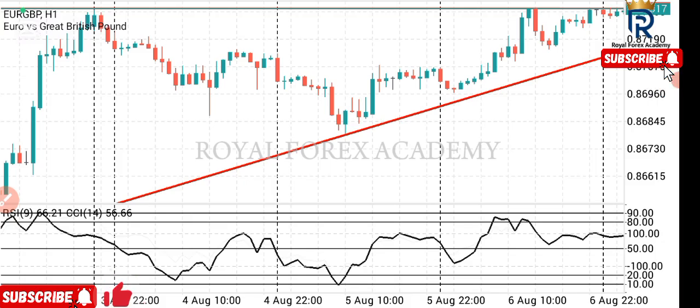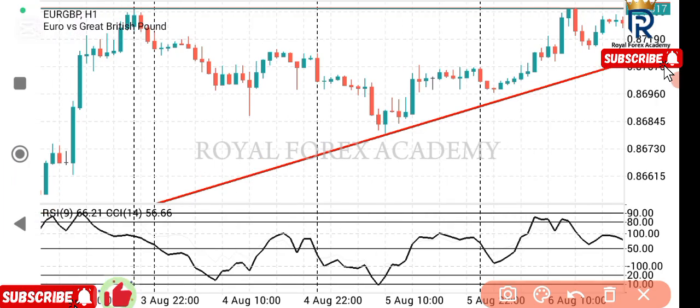Let's proceed. So in this scenario, you realize that price pulled back and gave us a bullish engulfing candle. And then the indicator window, which is now the CCI, gave us this confirmation.